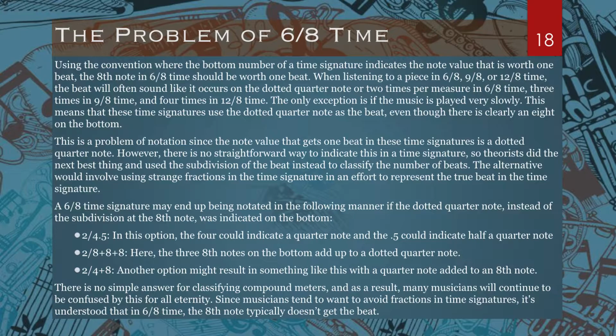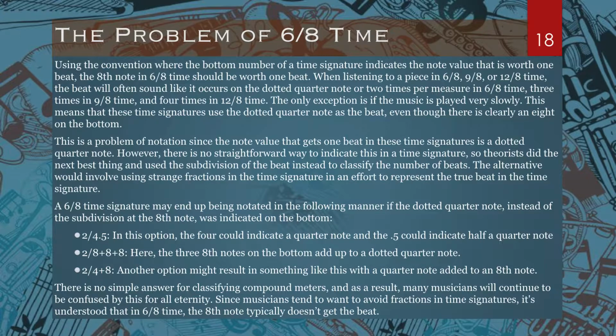You'll hear the beat 3 times in 9/8 time and 4 times in 12/8 time. The only exception to this is if the music is played very slowly. If the music is played slowly, you might hear the beat as a quarter note in 6/4 time instead of a dotted half note. But we'd still classify it as compound time because of the way the time signature is set up. So this is a problem of notation, since a note value that gets 1 beat in these compound time signatures is a dotted quarter note, when we're talking specifically about time signatures with an 8 on the bottom.